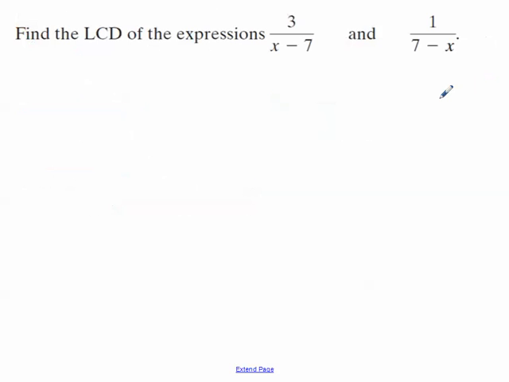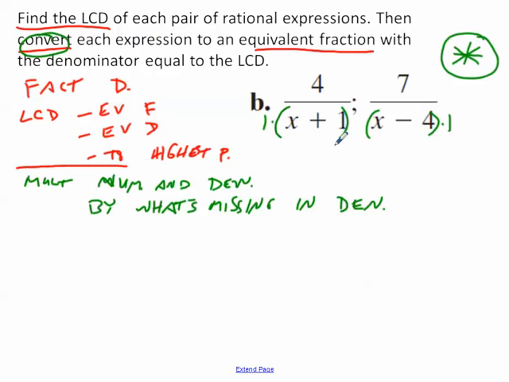All right, let's go to a more special one, I guess. I've got 3 over x minus 7 and 1 over 7 minus x. This one, in fact, you know what? I'm going to put this on pause. I'm going to stop this video only because we've kind of gotten to where I wanted to give this one to you as homework. We'll do the next one in the next video, 7.3D.